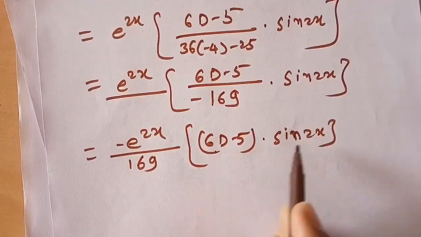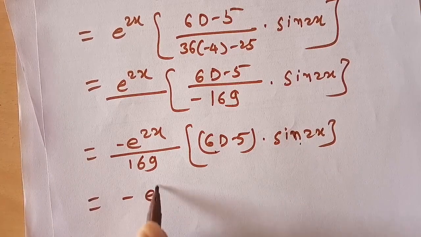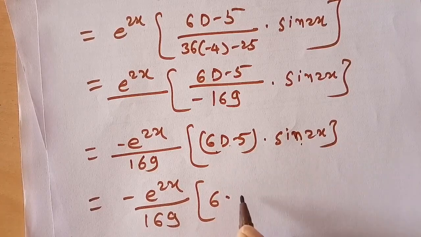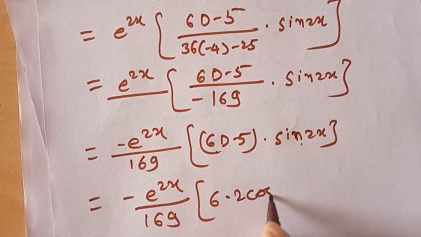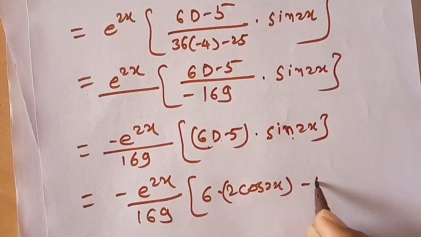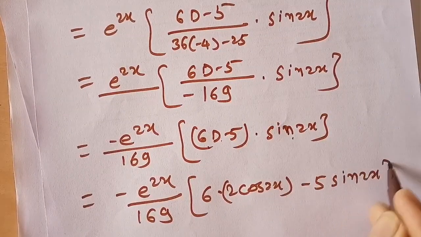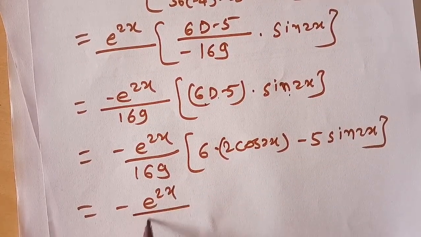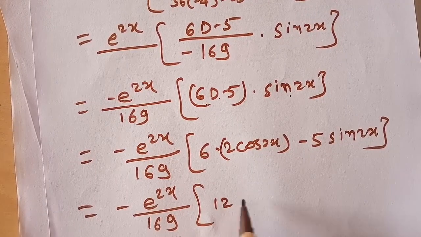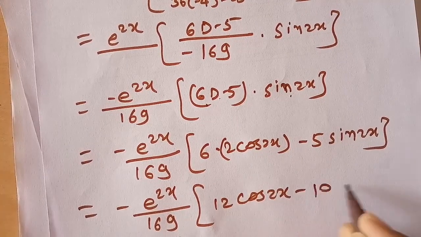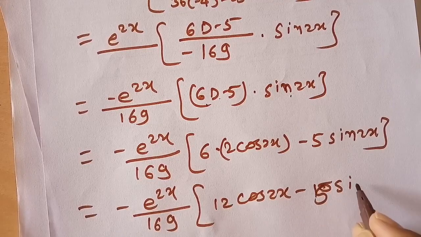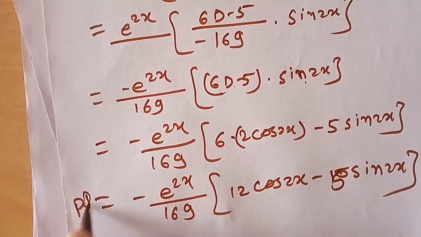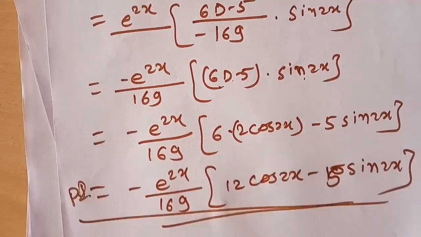Now I am operating this term on sin 2x. Minus e^(2x) divided by 169, 6 into the derivative of sin 2x, which is 2 cos 2x, minus 5 into sin 2x. Hence we get the total answer as e^(2x) divided by 169 into 12 cos 2x minus 5 sin 2x, and in this way we can find our PI. This is our PI.